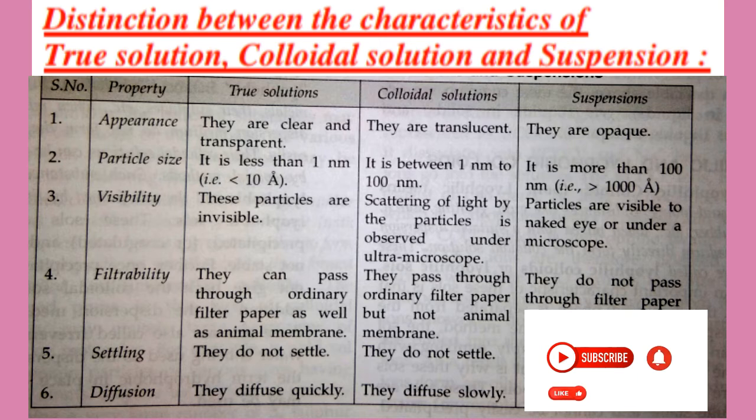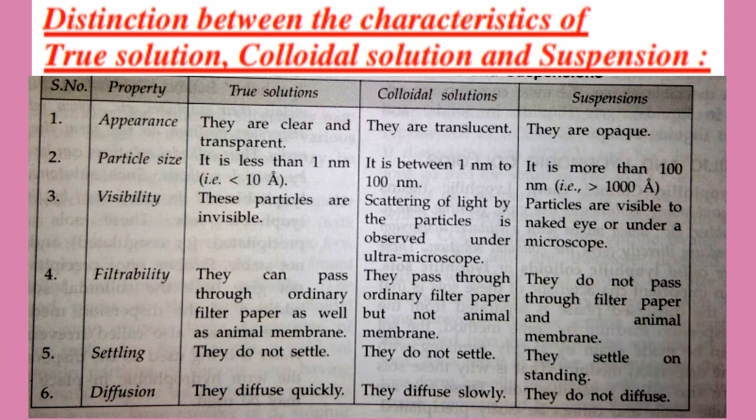The fourth point is about the filterability. In case of true solution, they can pass through ordinary filter paper as well as animal membrane as their particle size is less than 1 nanometer. Very small. But in case of colloidal solution, these particles can pass through ordinary filter paper but not animal membrane as their particle size lies between 1 nanometer to 100 nanometer. But in case of suspension, as their particle size is more than 100 nanometer, they do not pass through filter paper and animal membrane.